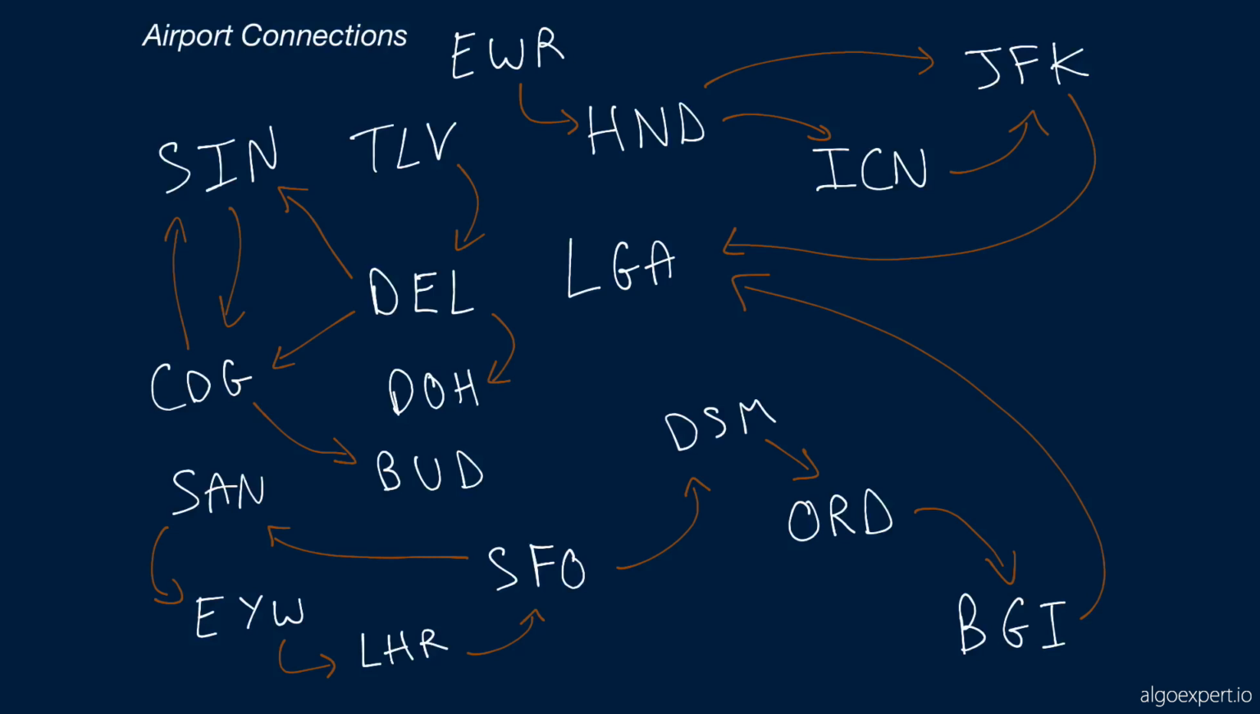And the big note here is that we don't care about being able to go directly from the starting airport to all the other airports. We just want to be able to reach the other airports from the starting airport, meaning we're okay with layovers and stops and so on and so forth.